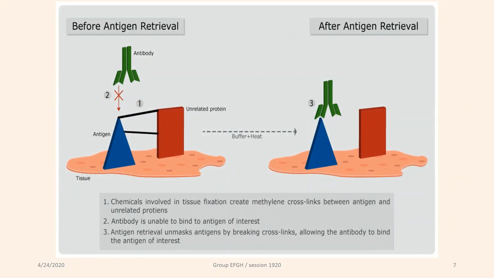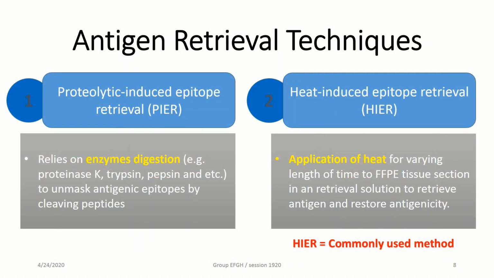This is the illustration to show the before antigen retrieval and also the after antigen retrieval. So the chemicals involved in the tissue fixation create methylene cross-links between antigen and also unrelated proteins. The antibodies are unable to bind to the antigen of interest. The antigen retrieval unmasks the antigen by breaking up the cross-links, therefore allowing the antibody to bind the antigen of interest. So there are basically 2 antigen retrieval techniques.